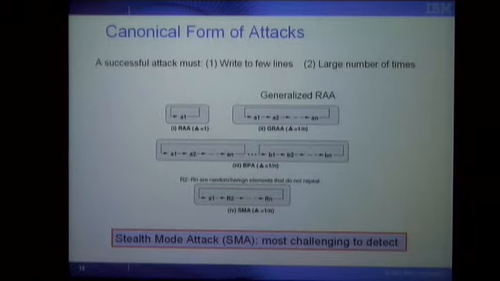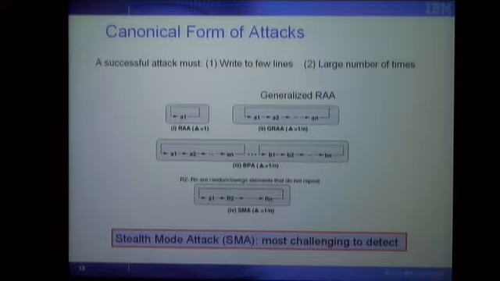How is it for an attack? For that, we must first define what an attack is. So inevitably, for an attack to be successful, it needs to do 2 things. First, it needs to write to a few lines again and again. If it's writing to a large number of lines, then a normal wear leveling algorithm can handle that kind of a pattern. Second, it needs to write to those lines large number of times, millions of times. Otherwise, it cannot cause that much damage to those lines.